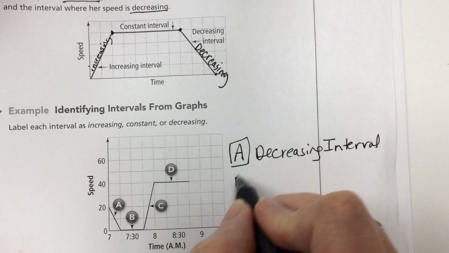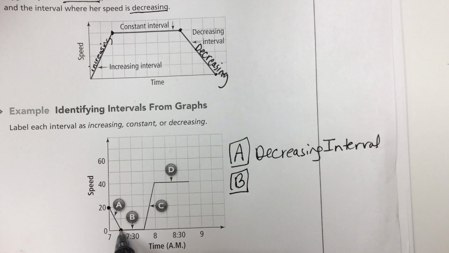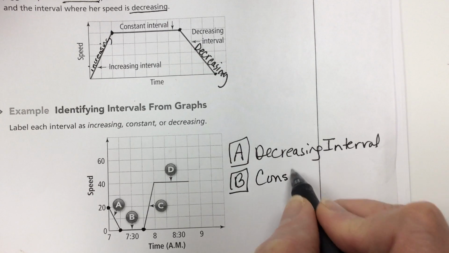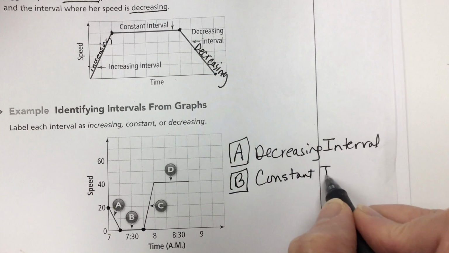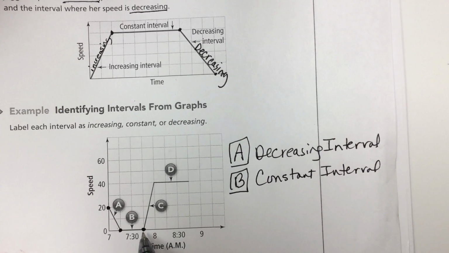Okay? Now let's go to B part. Now A went from here downward to this point. Now B goes from this point across to this point. So B interval is straight across. Therefore, this is what we call a constant interval. A constant interval is straight across.